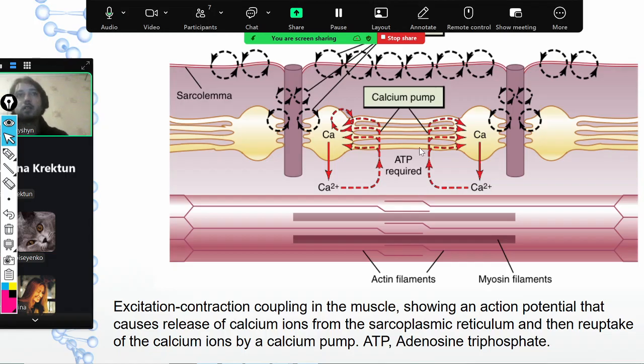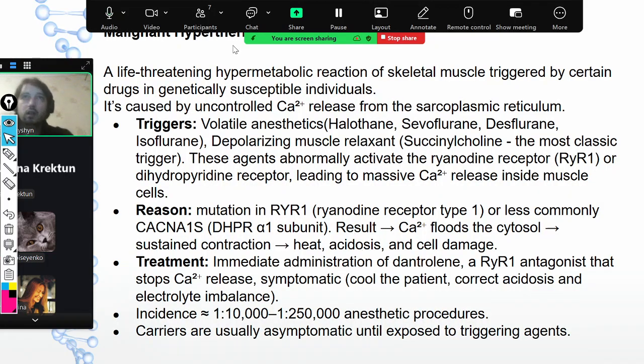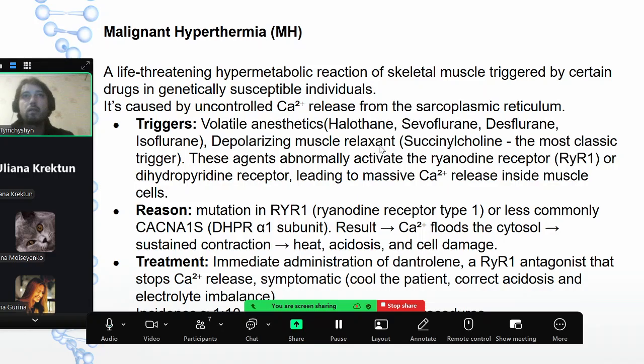And then when the signal is out, it's pumped back with the help of SERCA that needs, of course, ATP. So to pump it back, ATP is required. And here you see the myosin and the actin filaments that will be the target of our consideration through a few of the next slides.